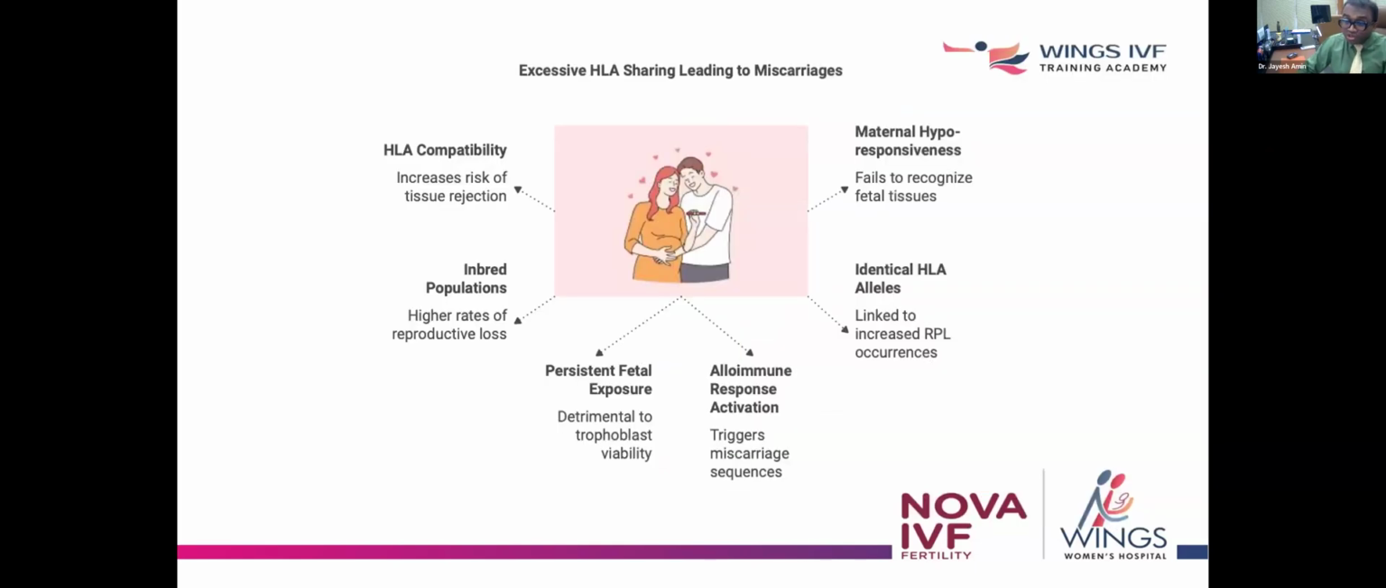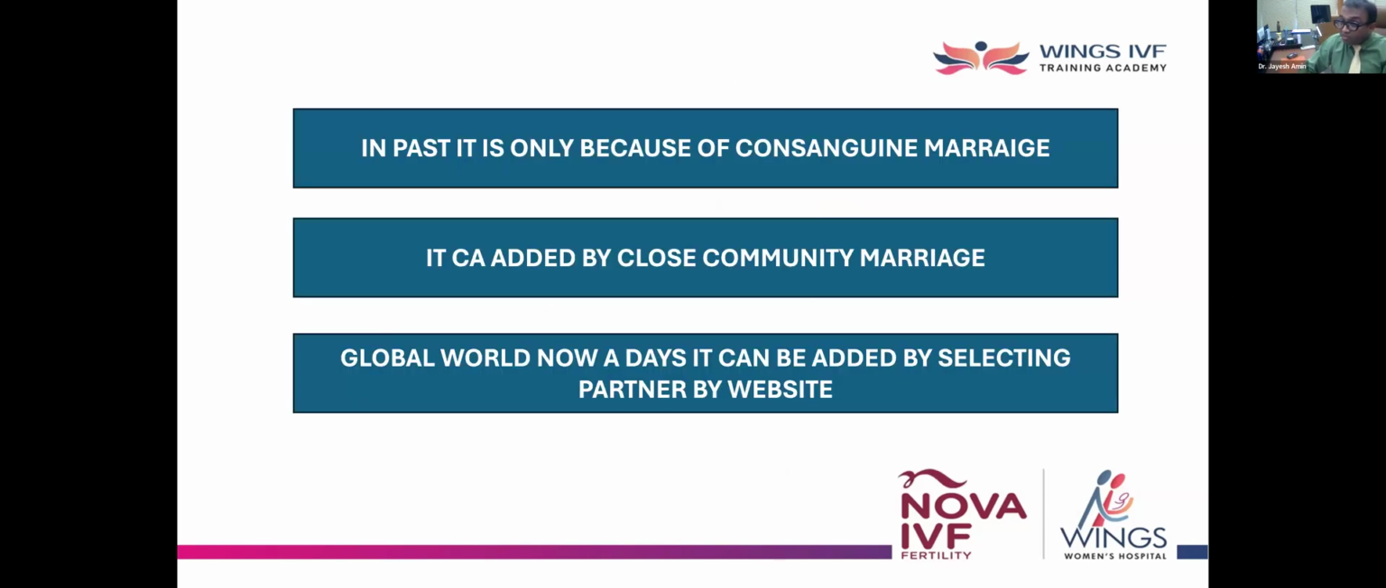Now, the most important and treatable thing you can do with the HLA test, as we are doing, is to easily find out the sharing. It will show how many HLA alleles are shared. In the past, it was only because of consanguineous marriage. Now it can be added by a close community marriage, and today, in a global world, it can be added by selecting a partner by website.